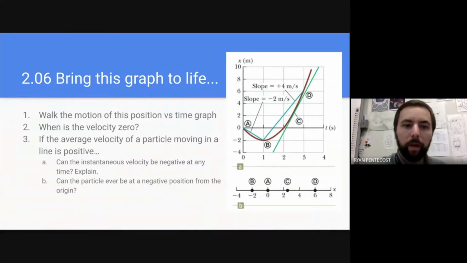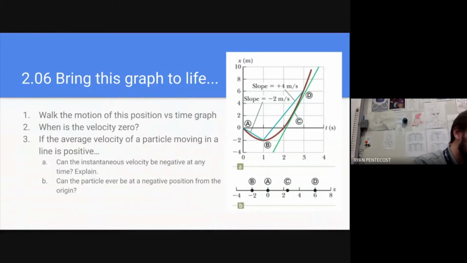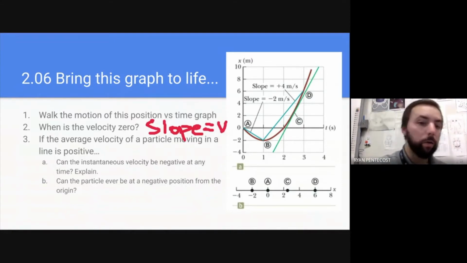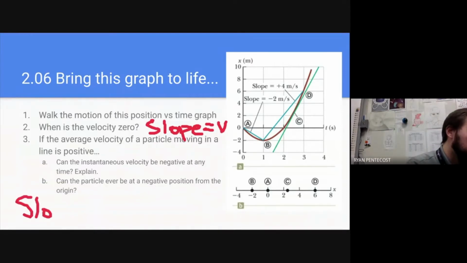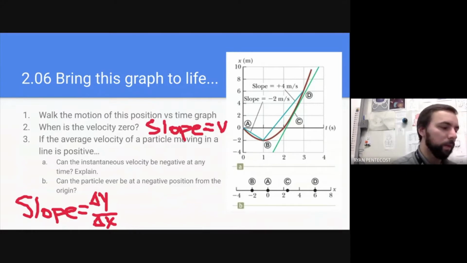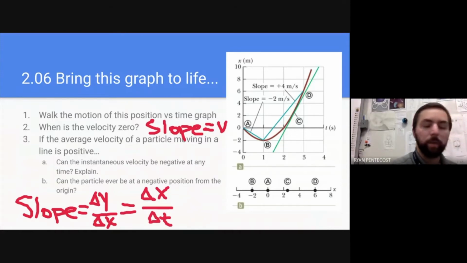And now that you're back, number 2, when is the velocity 0? So let's look at this graph. How do we know what the velocity is on a position versus time graph? So velocity on a position versus time graph can be described as the slope. Slope is going to be your velocity, because slope is rise over run, right? Slope is your change in y over your change in x, right? So if we translate that into this graph, you would have a change in position over change in time, right? Position is your y value, time is your x value, and the change in position over time is velocity.